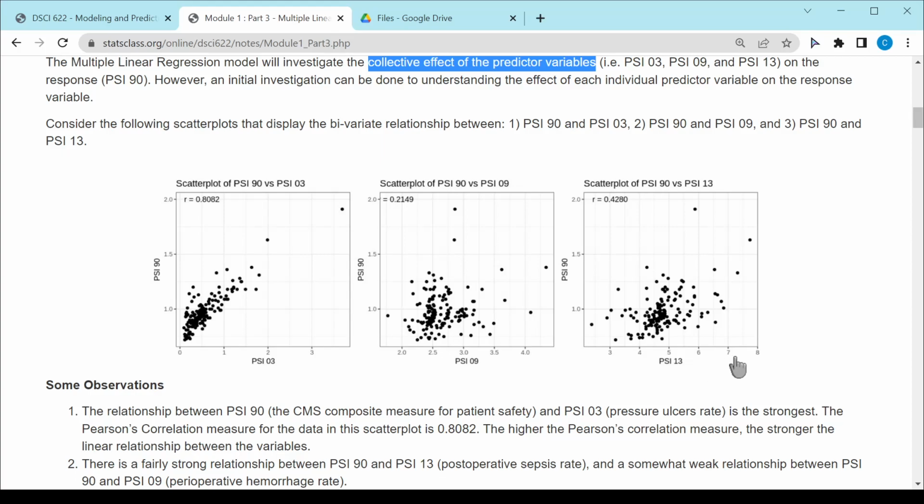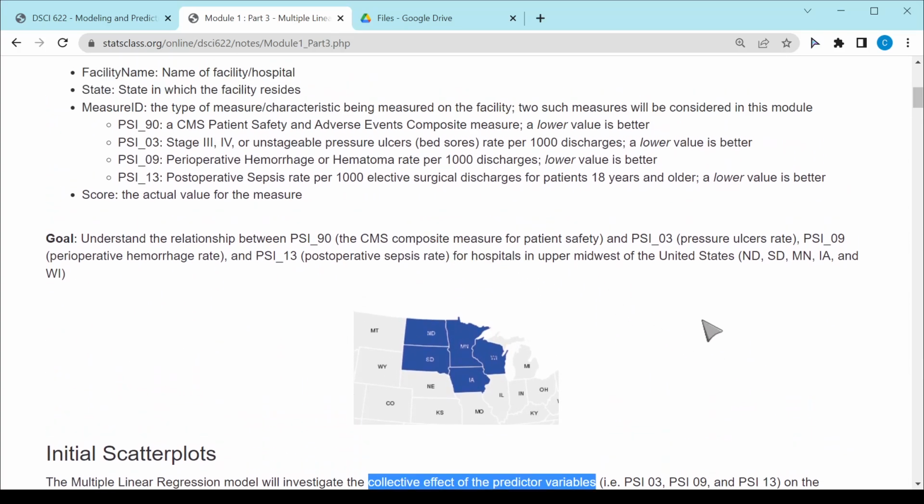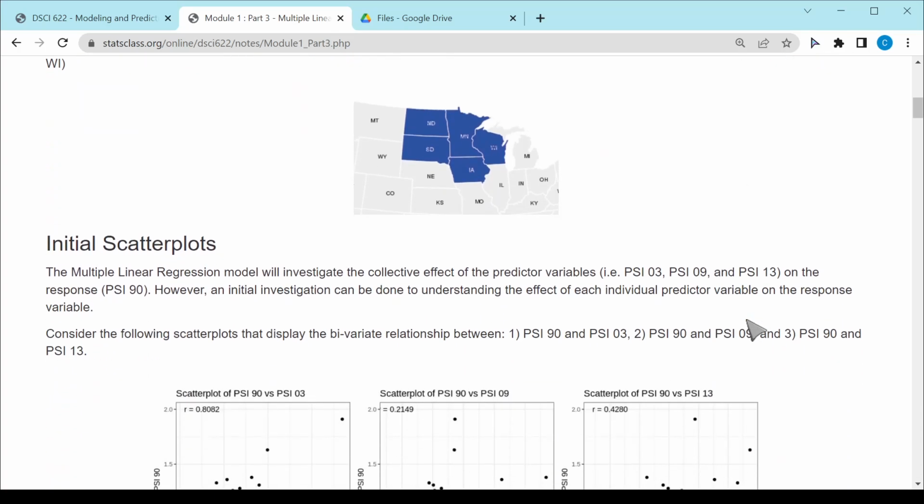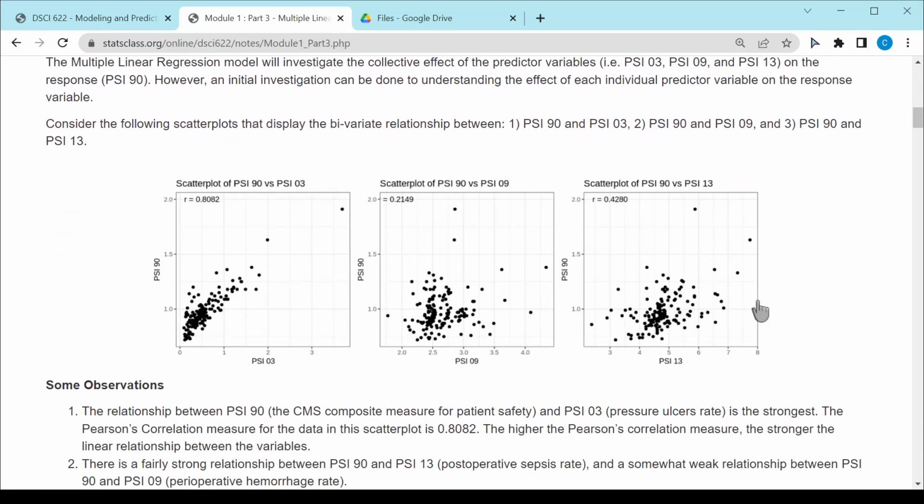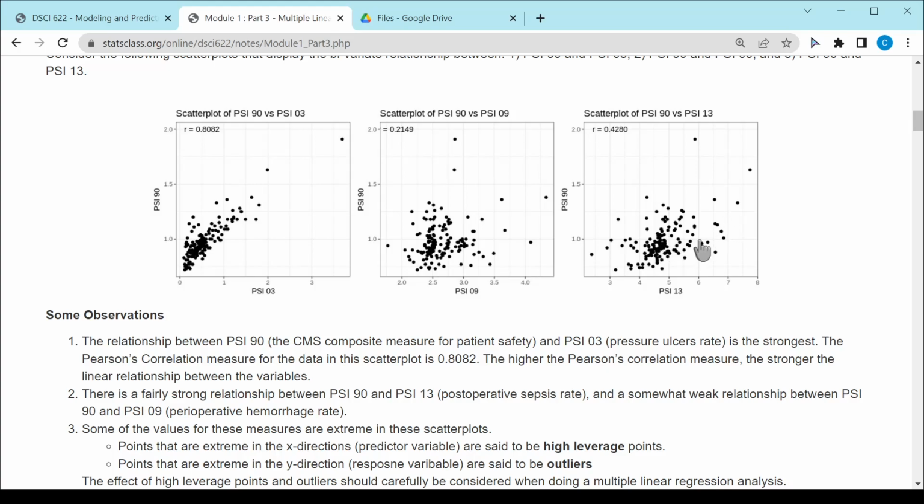PSI 13, which is the sepsis rate, also has a somewhat, maybe a mediocre or a fairly decent relationship with PSI 90. The correlation measure here in this plot is about 0.42. So certainly not as strong as PSI 03. PSI 09, okay, which is our hemorrhage rate, that has a weak correlation here with PSI 90, with a correlation measure here in this plot of only about 0.2149.